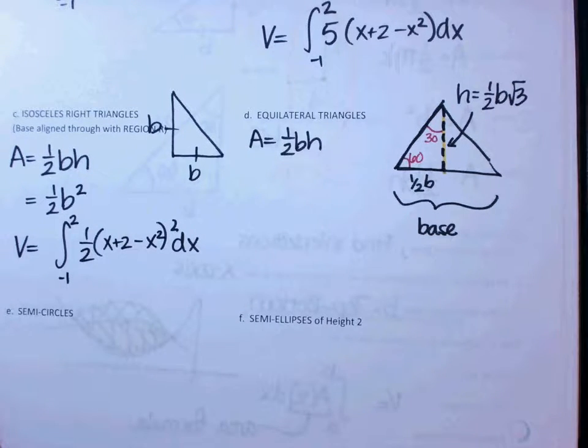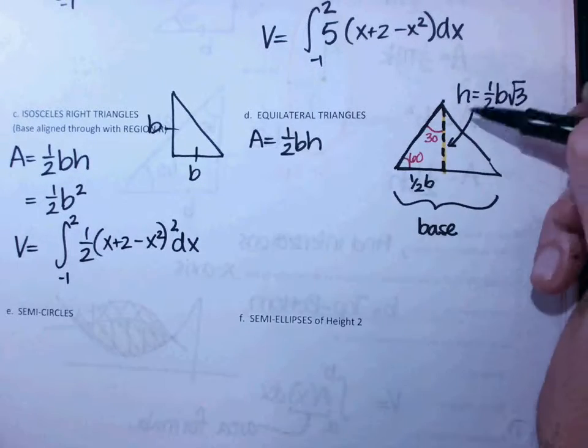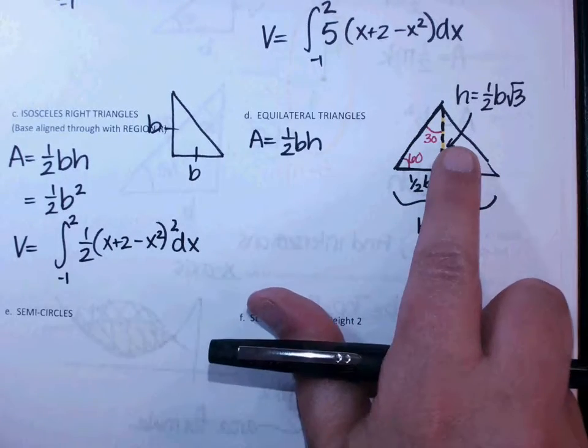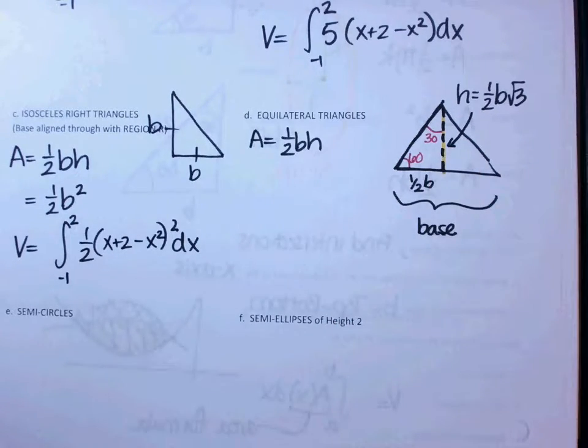Now think about that for a second. It's half of a 60, 60, 60. That makes it a 30, 60, 90. That makes this my other leg. So whatever this is, if I multiply it by √3, that's how long the missing side is. That missing side is my height.